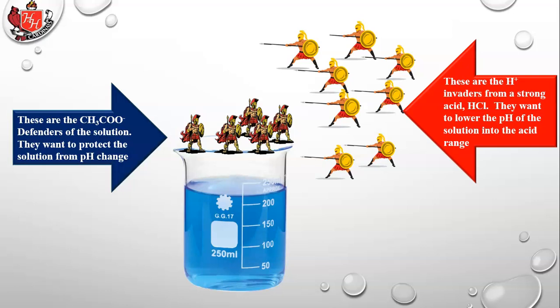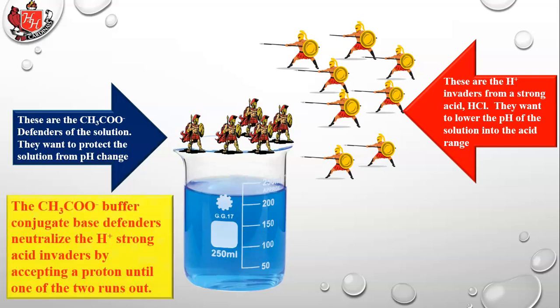So what those strong acid molecules are going to do is fire a proton into the solution. They want to hit a water molecule and turn it into a hydronium ion, which is exactly what you don't want to happen. But what the weak base defenders will do is intercept that proton every time and prevent it from going to a water molecule. So let's see that happen.